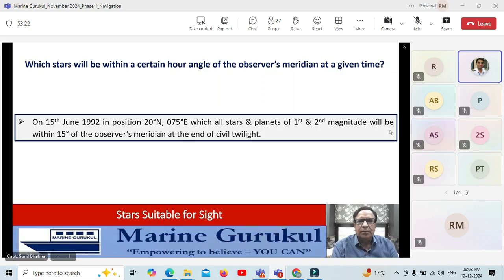The first one shall be, we shall try and find out the stars which shall be within a certain hour angle of the observer's meridian at a given time. Now, on 15th June 1992, in position 20 degrees north, 075 degrees east, which stars and planets of first and second magnitude will be within 15 degrees of the observer's meridian at the end of civil twilight.